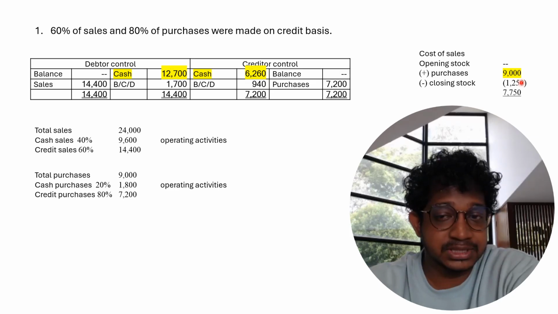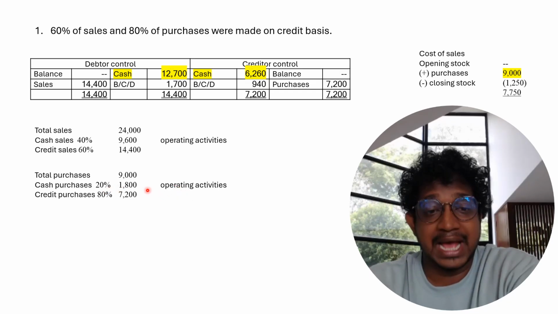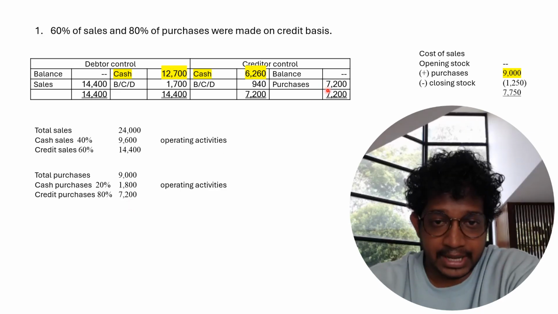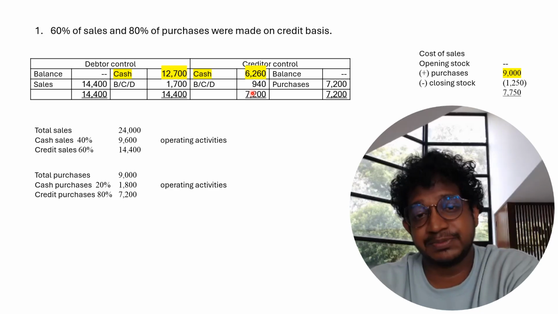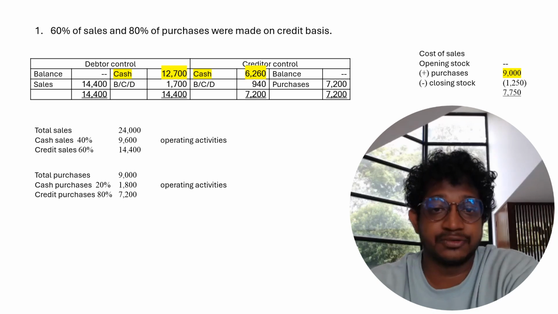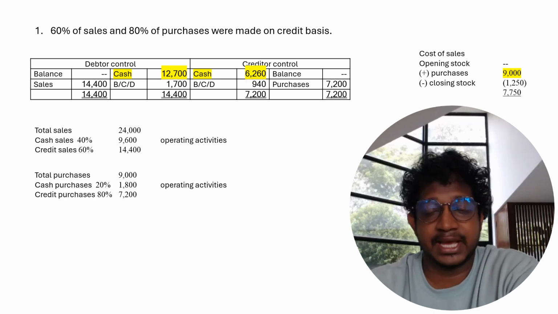From the total purchases of 9,000, 20% were made on cash. So 1,800 goes straight to operating activities cash outflow. And the remaining 7,200 is what you made on credit. From that, 940 is still payable at the closing date, which means we altogether paid 6,264 to creditors. That is in operating activities cash outflow.